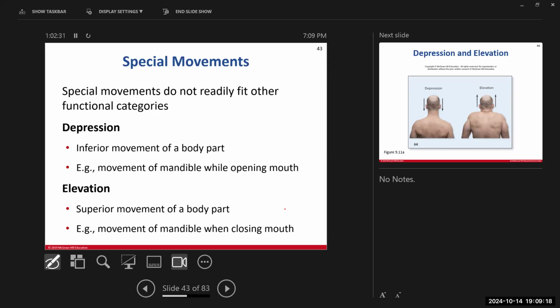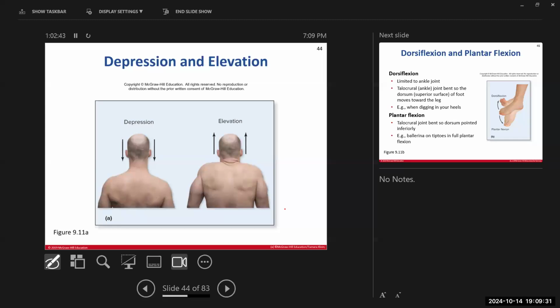So depression, you're going to move the inferior body part downwards, and elevation, you're going to move that body part superiorly. Here you can see this guy with his depression and elevation, shrugging the shoulders. Shrug them up, elevation, push them down, depression.